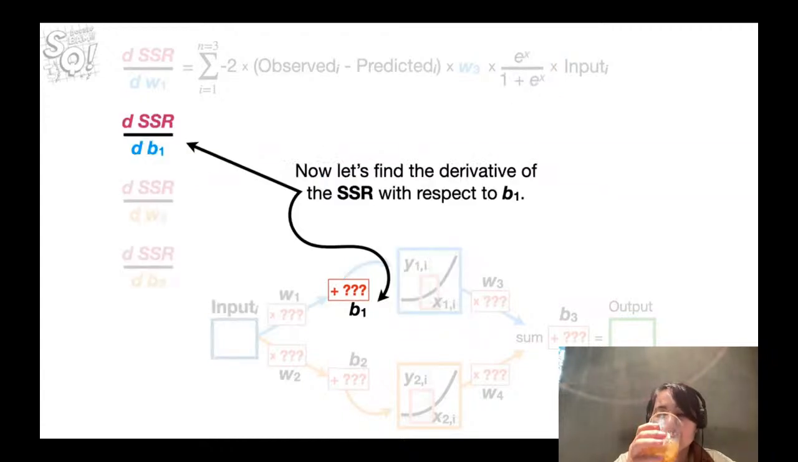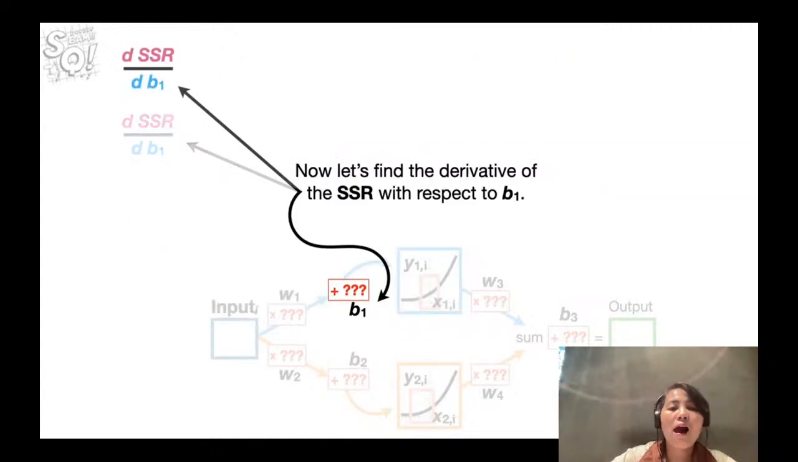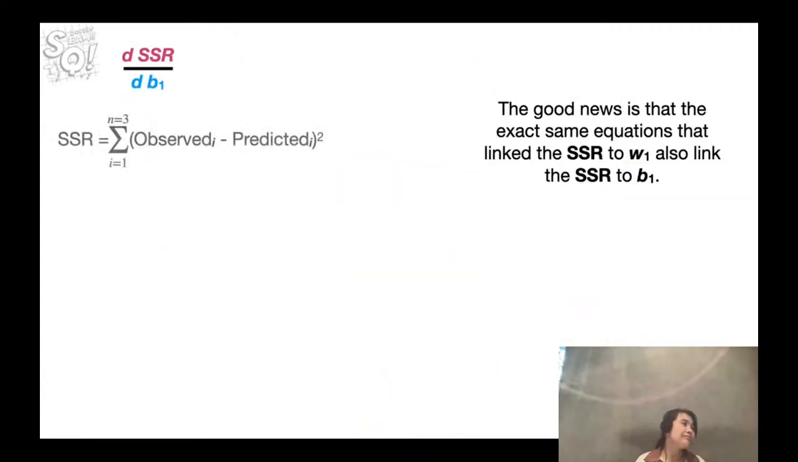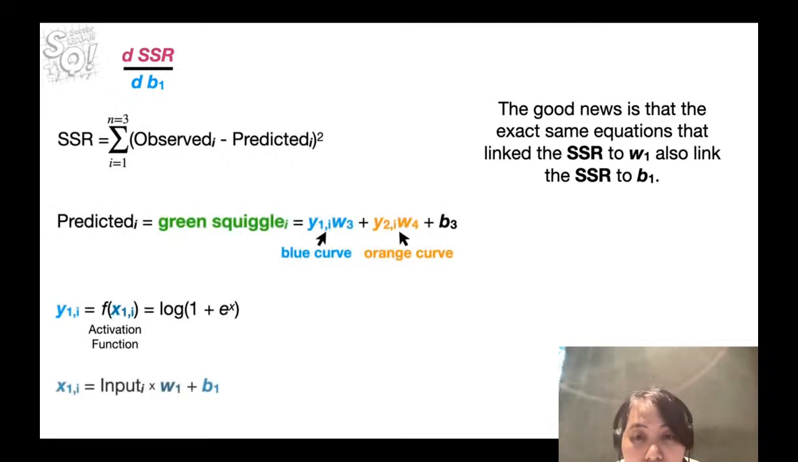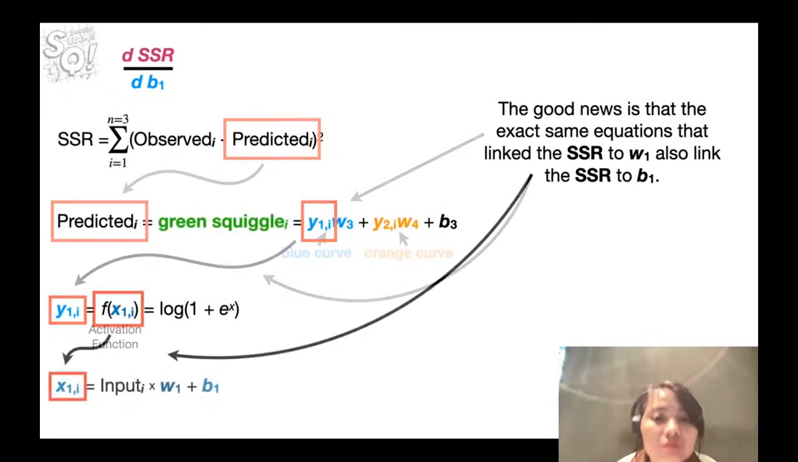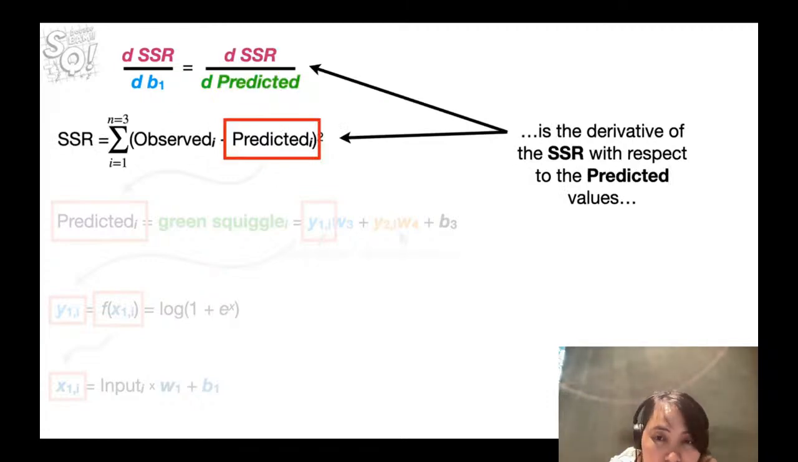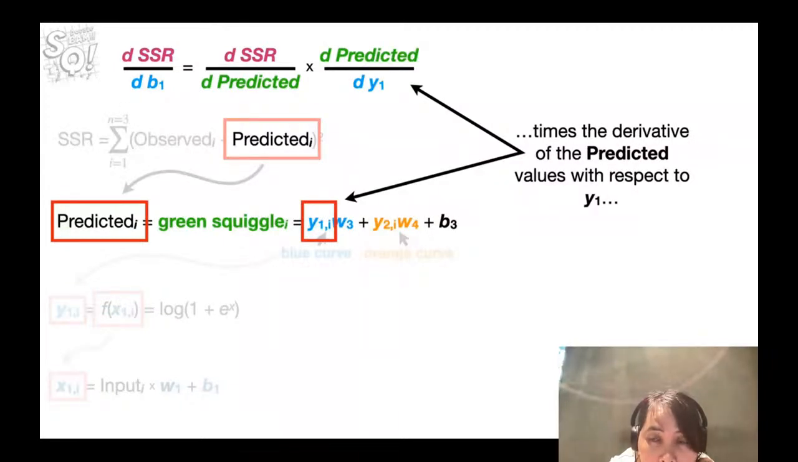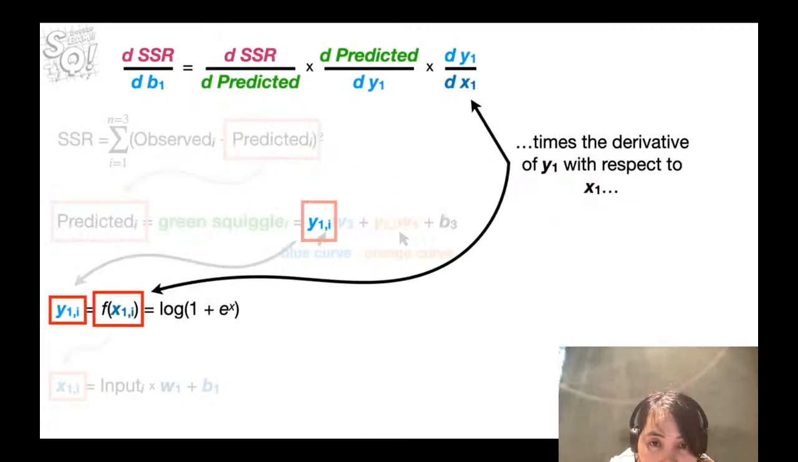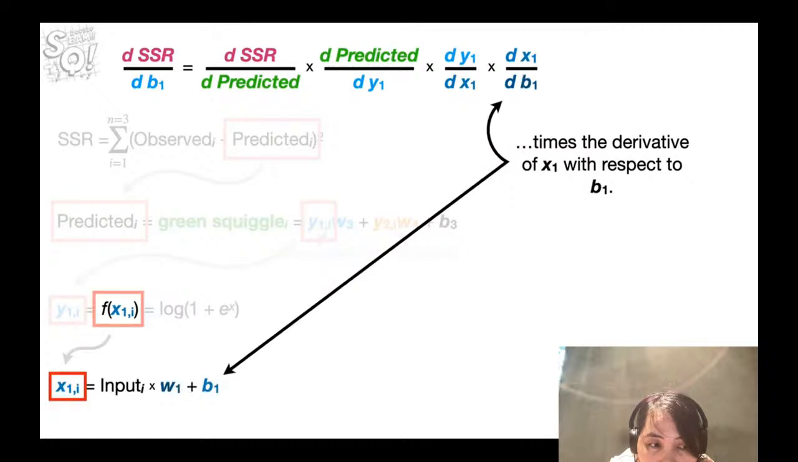Bam! Now let's find the derivative of the sum of the squared residuals with respect to b sub 1. The good news is that the exact same equations that linked the sum of the squared residuals to w sub 1 also link the sum of the squared residuals to b sub 1. Thus, the chain rule tells us that the derivative of the sum of the squared residuals with respect to b sub 1 is the derivative of the sum of the squared residuals with respect to the predicted values times the derivative of the predicted values with respect to y sub 1 times the derivative of y sub 1 with respect to x sub 1 times the derivative of x sub 1 with respect to b sub 1.